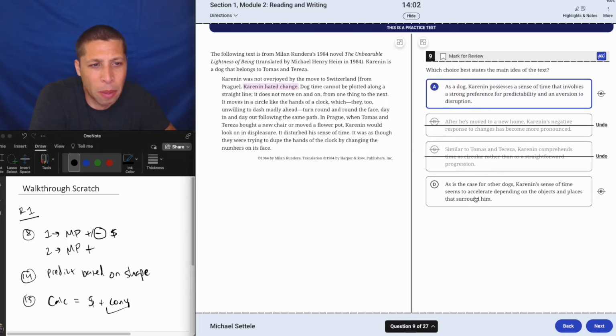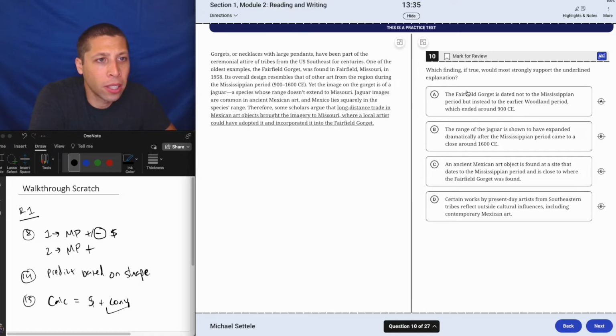It's not comparing the dog to the people. As is the case for other dogs, Karenin's sense of time seems to accelerate depending on the dog. No, it's not about accelerating. Yeah, this is just that sentence. A strong sense of time that involves a strong preference for predictability, right? In Prague, when they bought a new chair, he would look on in displeasure, disturbed his sense of time, right? It moves in a circle. I don't really understand this part, but this feels right.